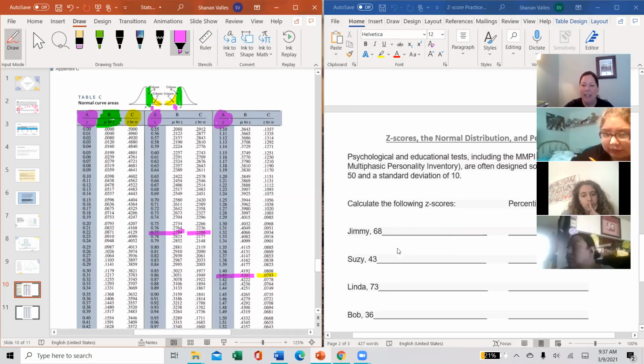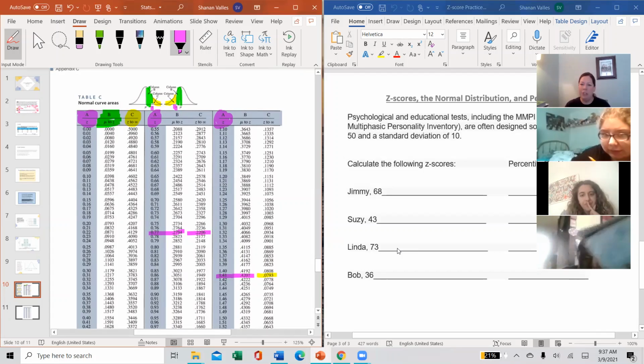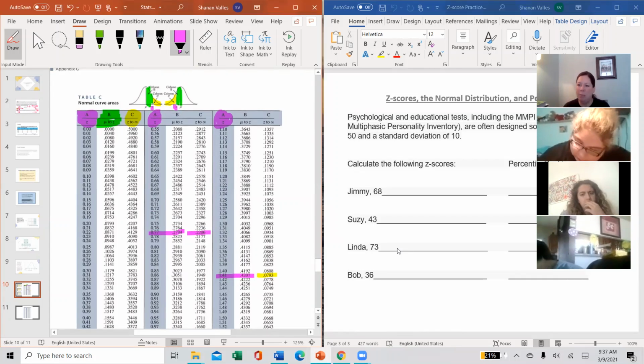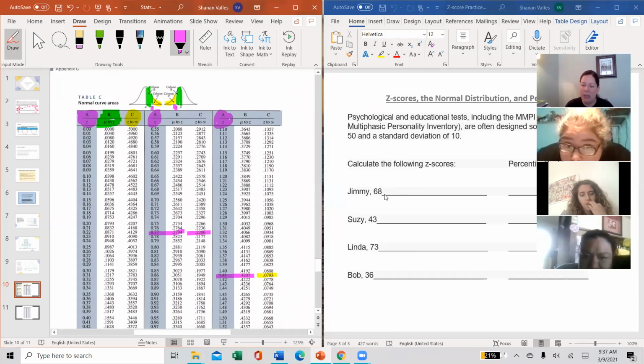So now we get to this fun part. I know you all can do Jimmy, Susie, Linda, and Bob's Z-scores. Remember you take their raw score, which is this right here. Jimmy got a 68. You subtract the mean, which they told us the mean is 50, and you divide it by 10, right? That's the standard deviation. So that's how you would figure out Jimmy's Z-score, right? And you do the same for Susie and Linda and Bob.